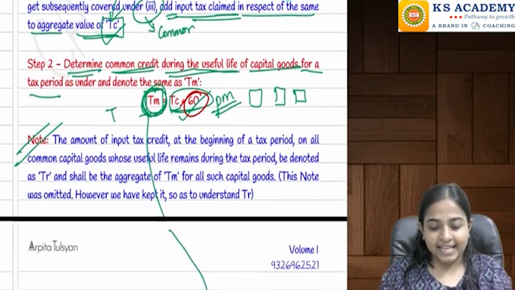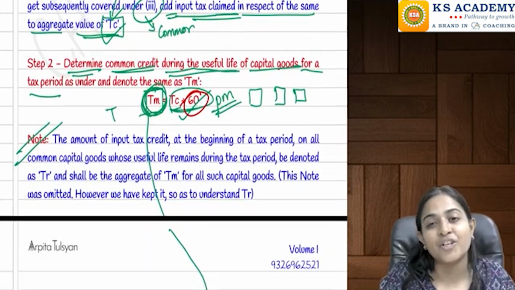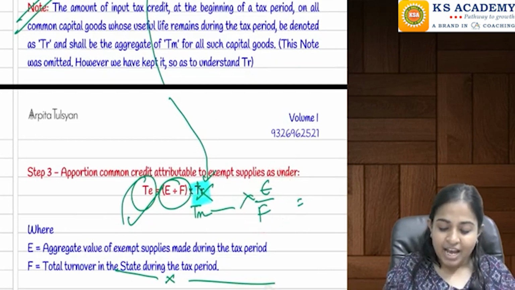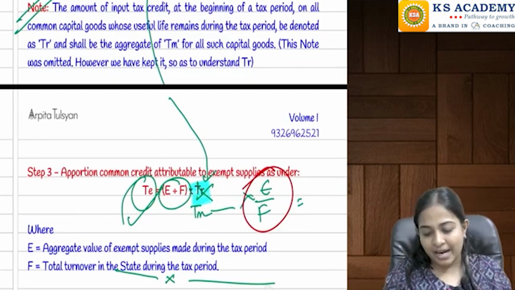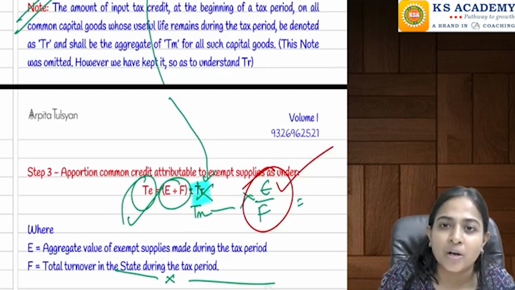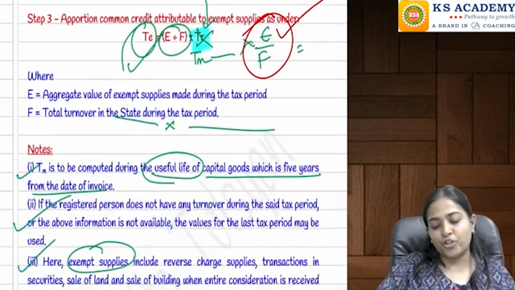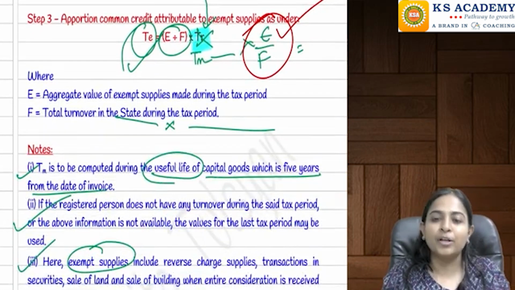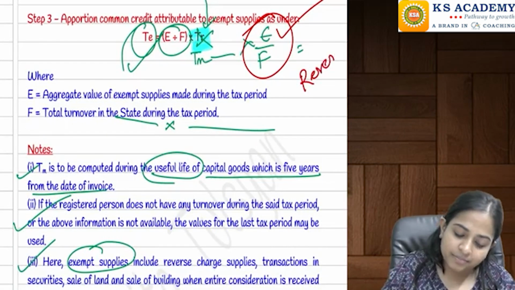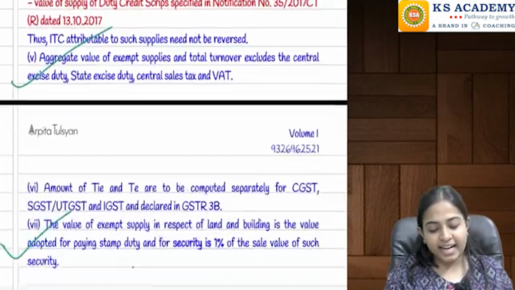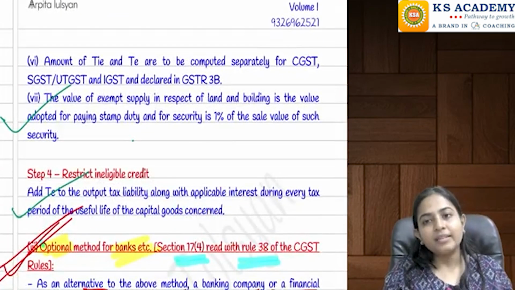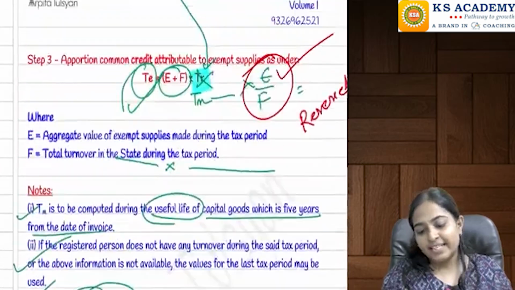Out of this common credit per month, can I say now you will have to do that bifurcation of E by F? That is, you will remove that exempt portion now. And this exempt portion is going to be reversed. Did you understand this, everyone? Yes.